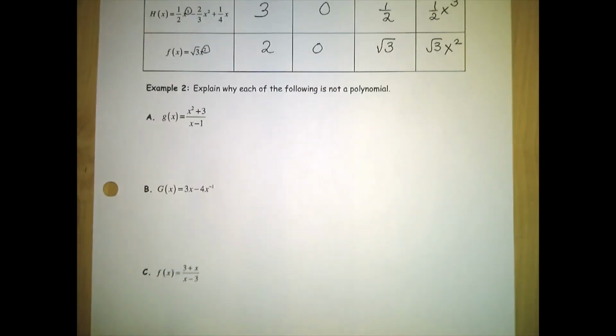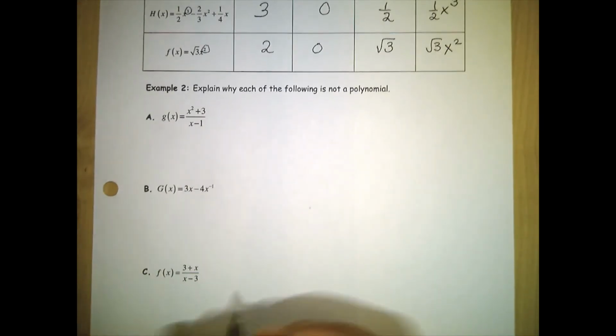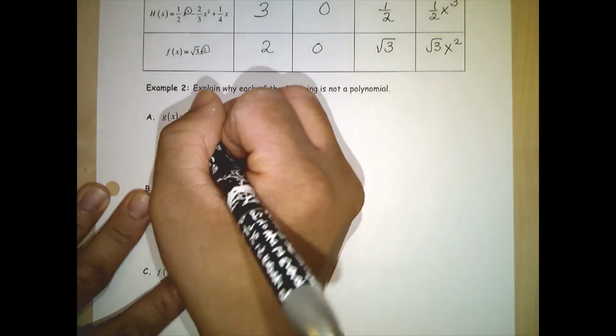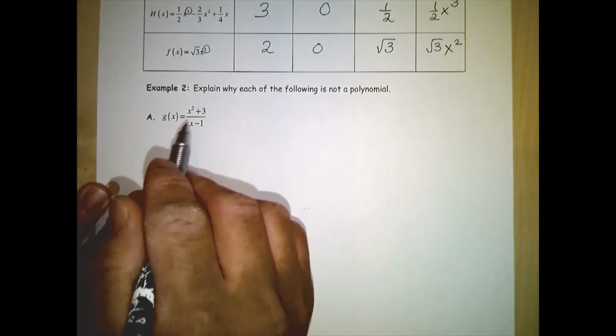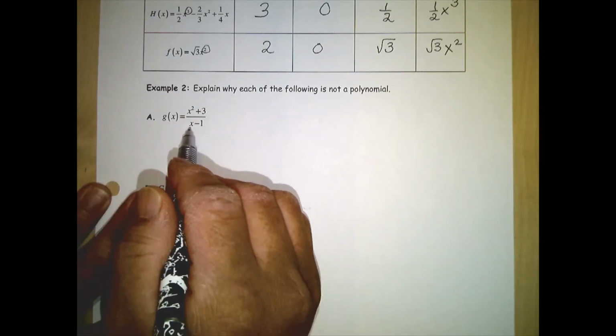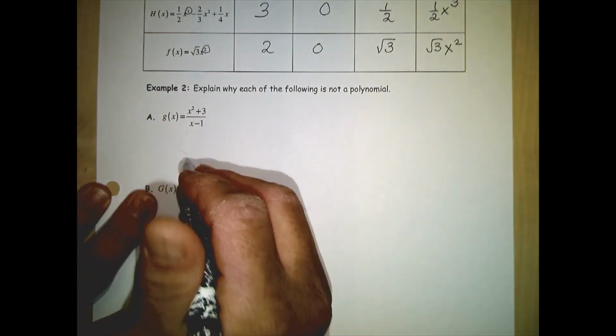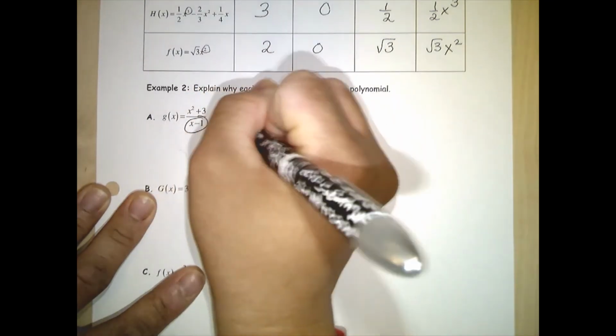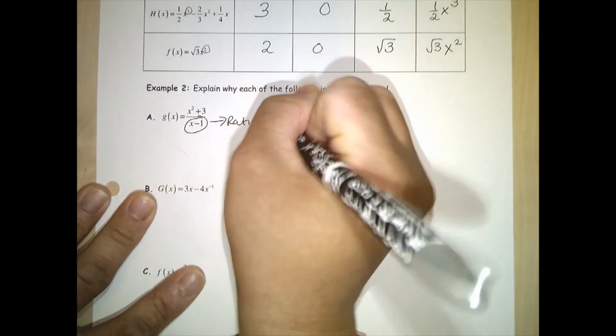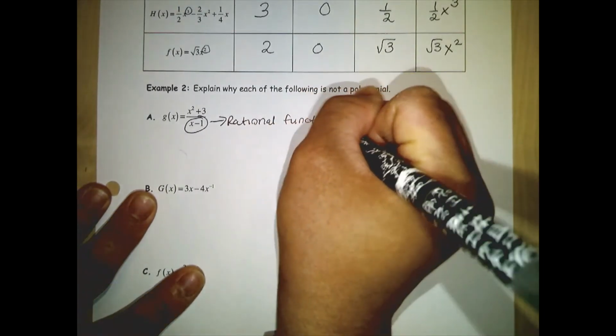So now that we have this a little bit settled here, let's try to explain why each of the following is not a polynomial. All right, so this actually is a function g of x, x squared plus 3 over x minus 1. This is a rational function, so it is not a polynomial function.